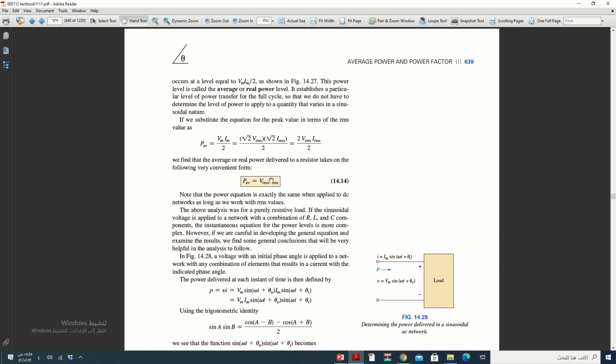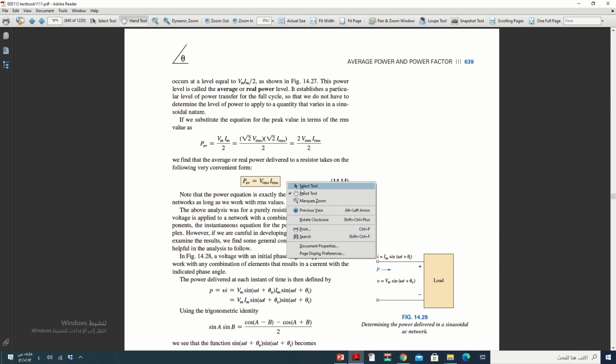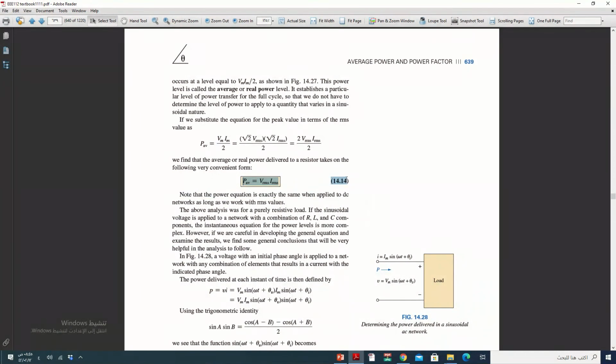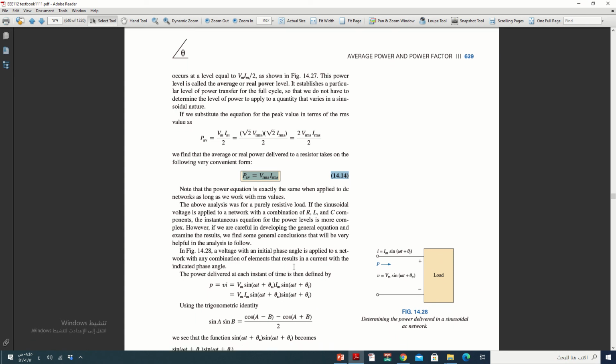This is the formula for the average power. If we need to find the average power, directly multiply RMS by RMS and you will get the average power.